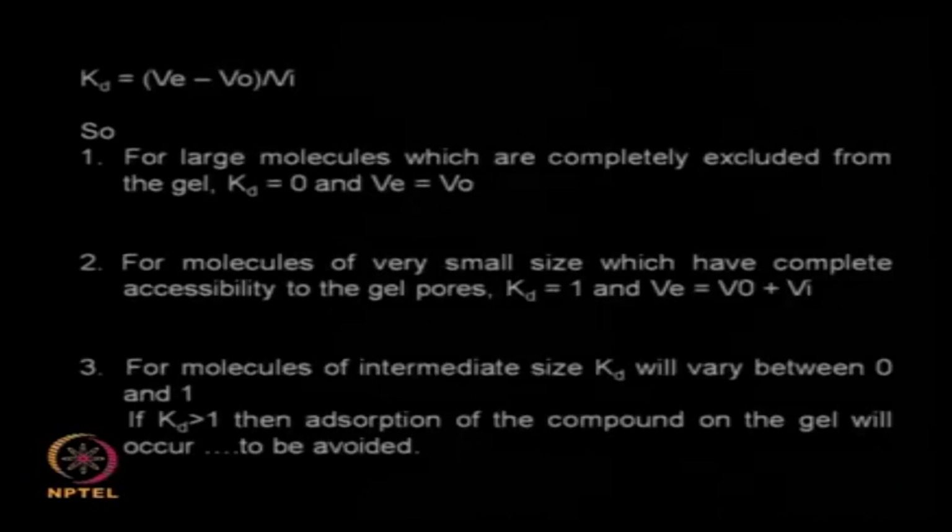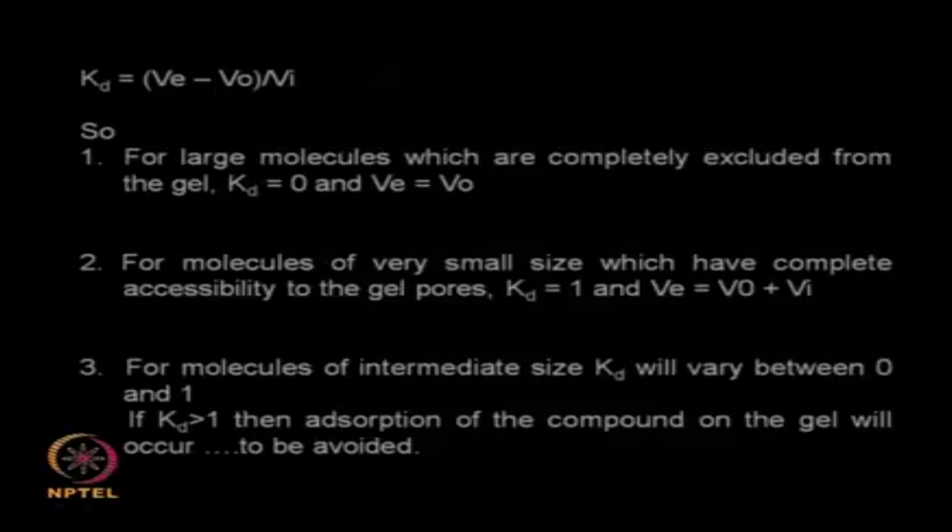Okay, let us again go back to this particular equation where we said elution volume is a function of the pore volume and the interstitial volume and the term called Kd, that is a distribution coefficient. Now if we rearrange the equation we get Kd equal to Ve minus V naught by Vi, okay. Now there could be three different situations one can consider, okay.